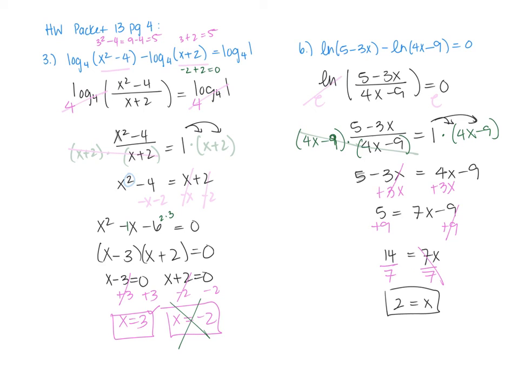Let's see if it's valid. So if I plug 2 into this equation, 5 minus 3 times 2, this becomes 5 minus 6, which is a negative 1. Oh no, we can't have negative numbers. So that means that this answer is invalid. So if all the answers are invalid, this is what we say: there is no solution. There's no solution here to make this log statement true, at least not in the real numbers. So let's do one more, and then we'll be done with this video.